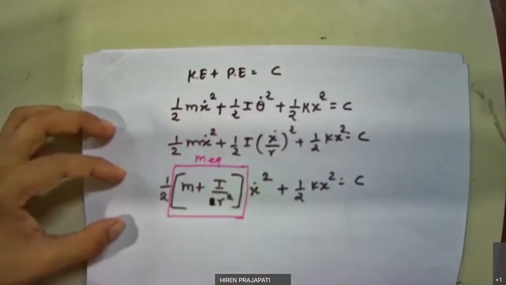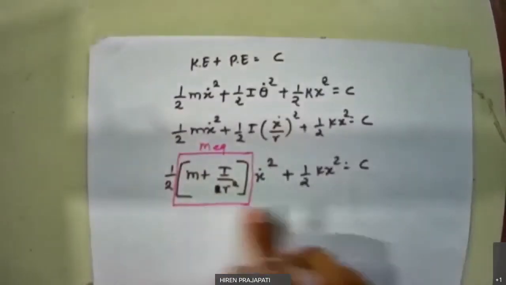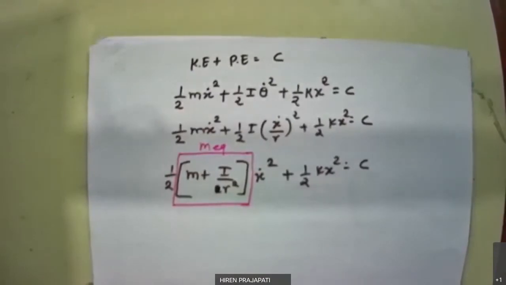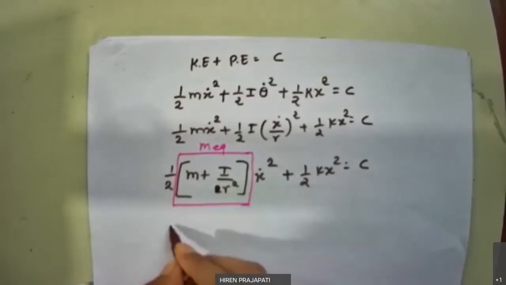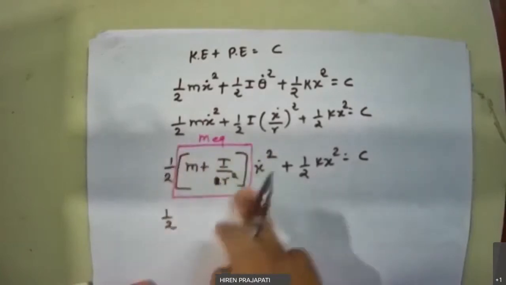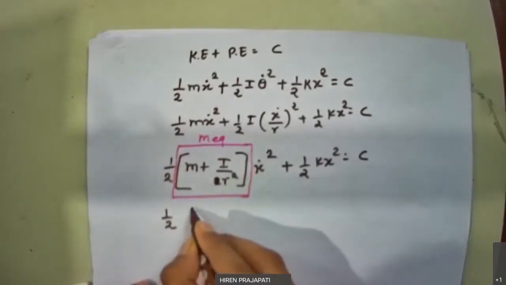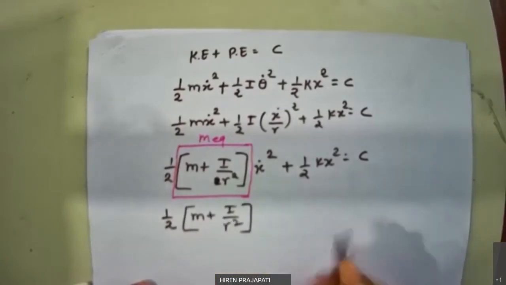But now what we need to do next as per energy approach? Karthik, will you please tell me what to do next as per energy approach? We got this equation. Differentiate. Yes, exactly. We need to differentiate this with respect to time. So we do the same. Now 1 half. This bracket, this mass is constant. So we write as it is, small m plus I by r square.